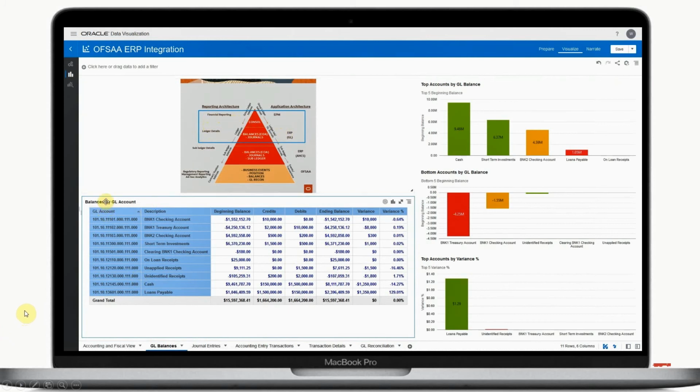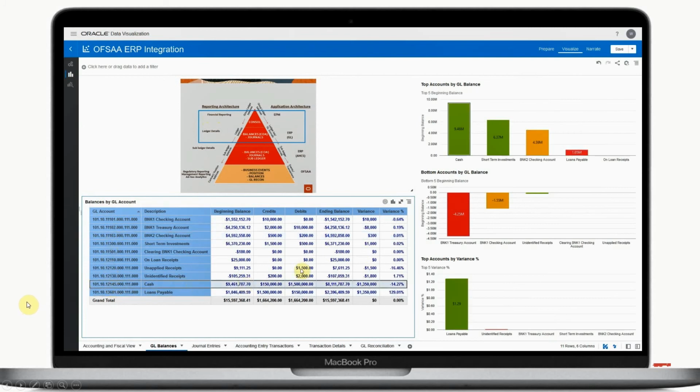We are at the top of the pyramid, and we can navigate our GL account in terms of information such as the beginning balance, the ending balance with the related credits and debits transactions, and the variance comparing the beginning with the ending period.